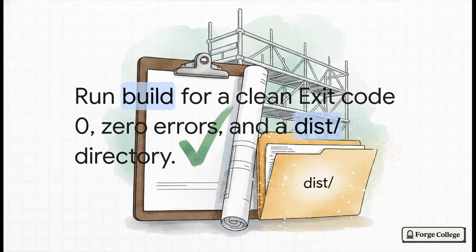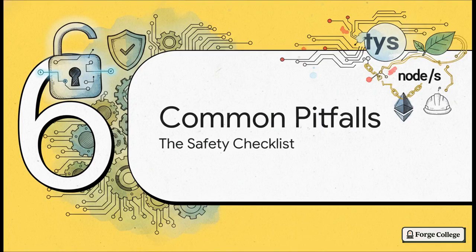Running that npm run build command is our official site inspection. What we are looking for is a completely clean compilation with 0 error messages, an exit code of 0, and the magical appearance of a dist directory. If you see this, take a bow. Your scaffolding is completely pristine.